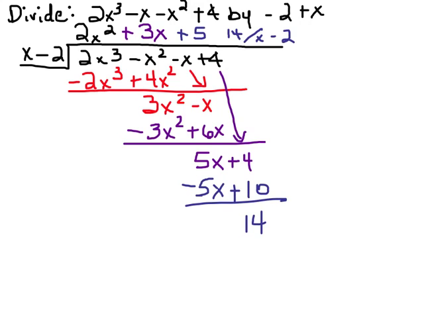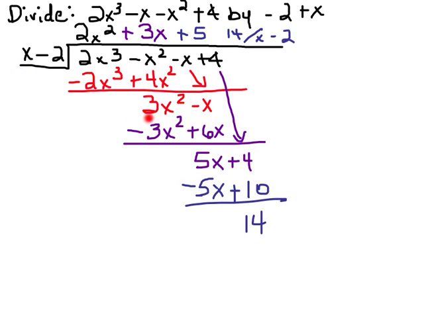Okay, here's another example. X times what is 2x cubed? 2x squared. We've divided, now we multiply. 2x squared times x is 2x cubed. Change that sign. 2x squared times negative 2 is negative 4x. Change the sign. Now, we're going to bring down this next guy. We're going to start our process all over again.